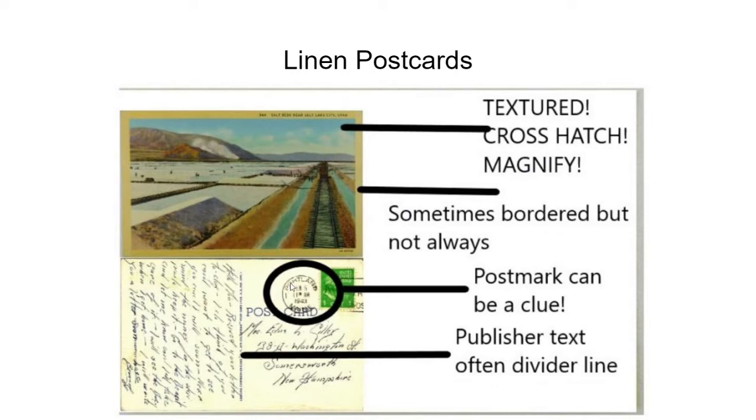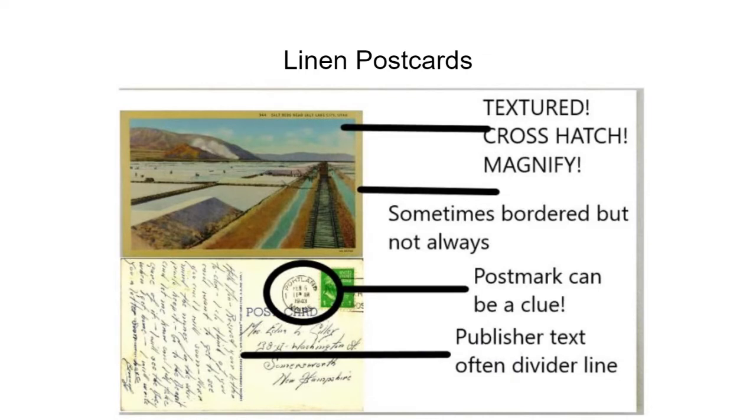Postmarks can often be a clue, although they're not the steadfast and 100% indicator we'd like them to be, because we know that these were produced from the late 30s up until the early 50s. And still, we often see the publisher text used as the dividing line between correspondence and address.